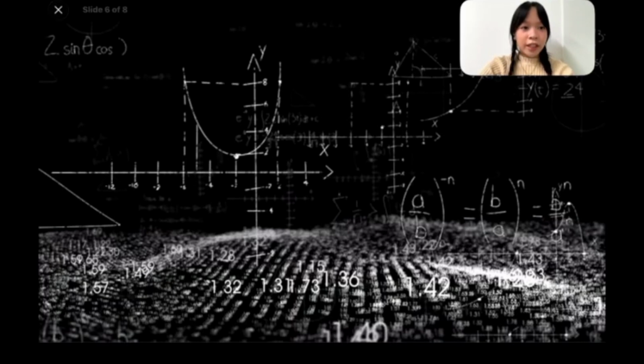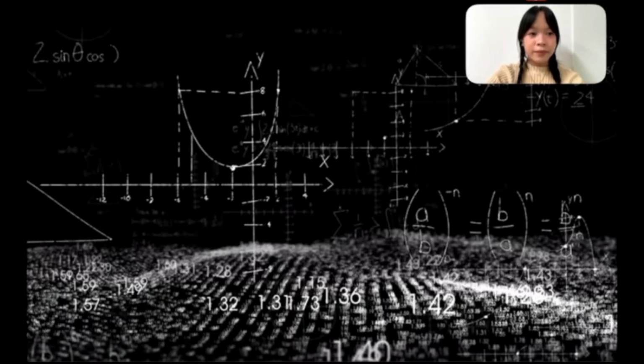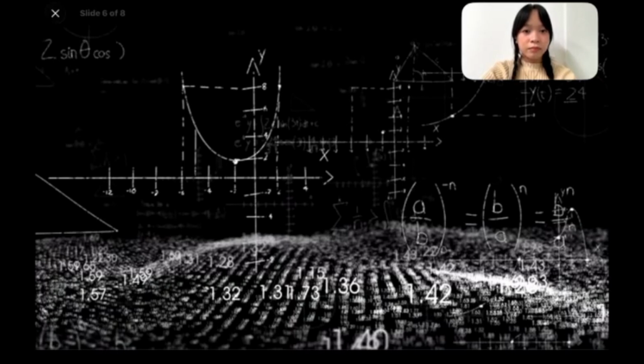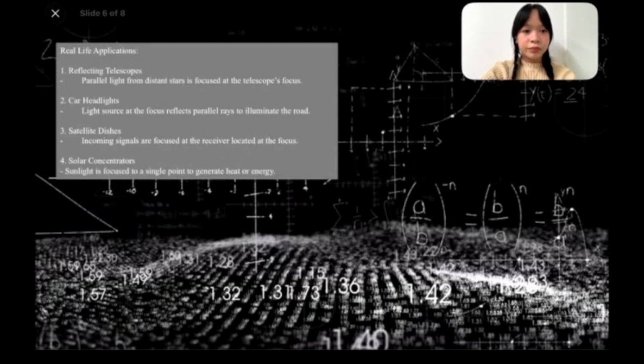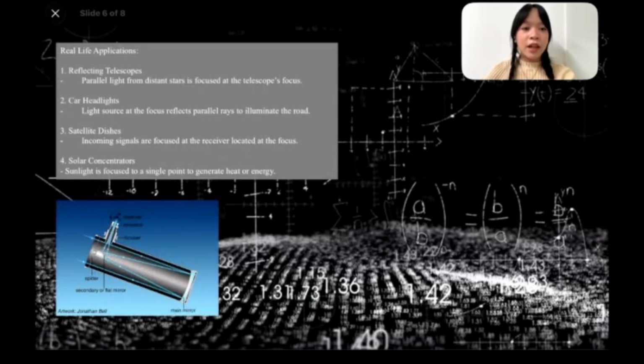This is not just a theory, it permeates every aspect of our existence. Here are four compelling instances. Number one, Hubble Space Telescope and other reflecting telescopes. Clear, deep space images are produced when parallel light from far off stars reflects off a parabolic mirror to a single focus.